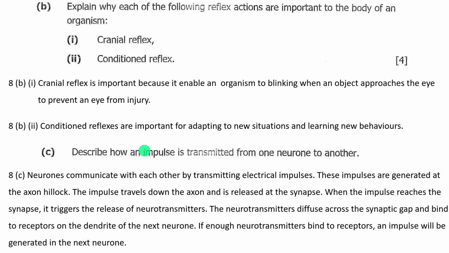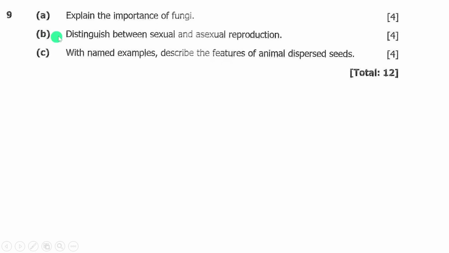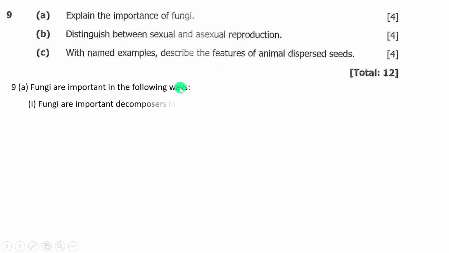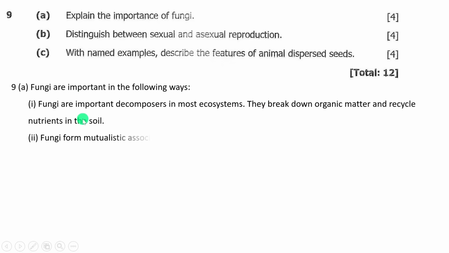All right, so let's proceed. So the next part of the question 9 says explain the importance of fungi, then B, distinguish between sexual and asexual reproduction. Then C, with the named examples, describe the features of animal dispersed seeds. So here you are going to say, okay, part A, you are going to say fungi are important in the following ways. So part one, you are going to say fungi are important decomposers in most organisms.